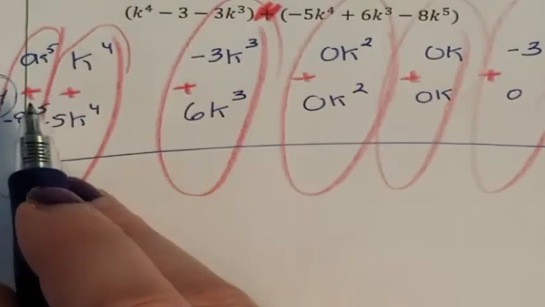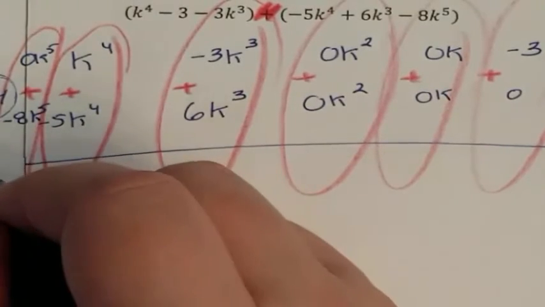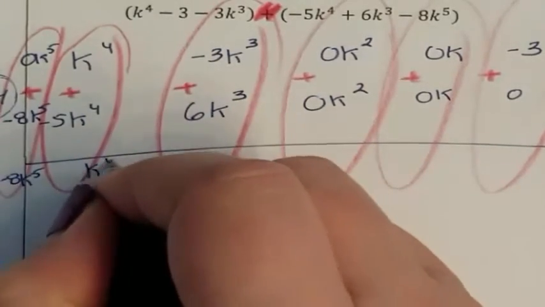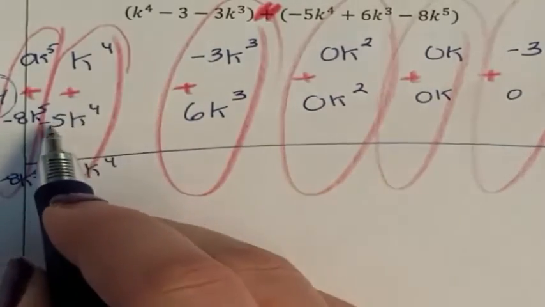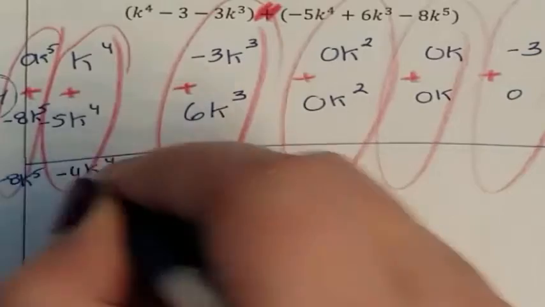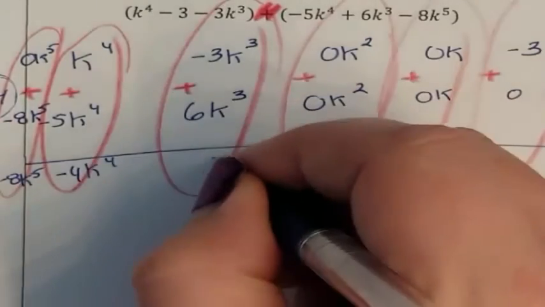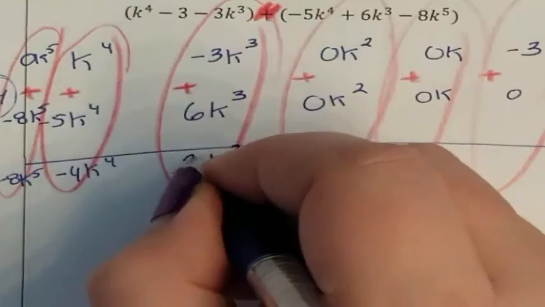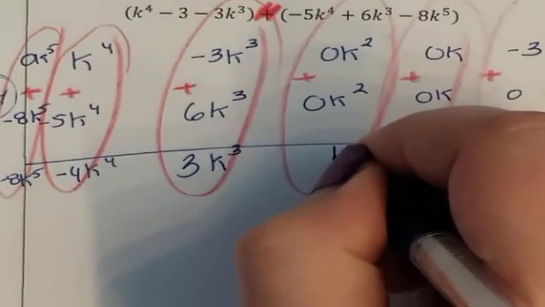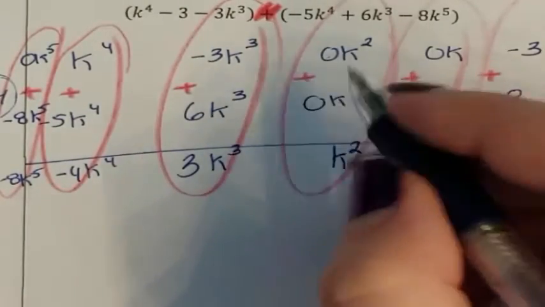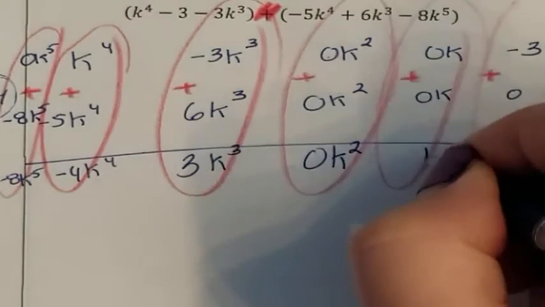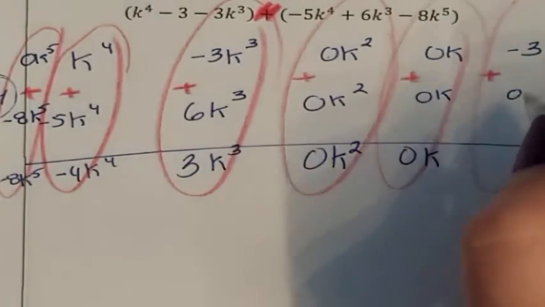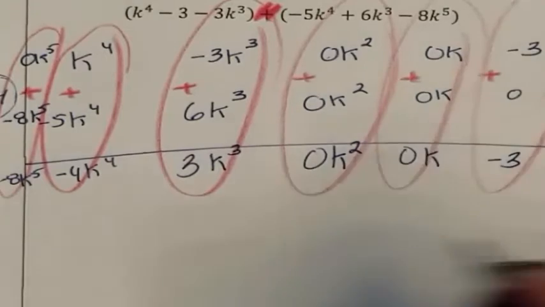0 k to the fifths, and I added a negative 8k to the fifths. I'm left with a negative 8k to the fifth. My k to the fourths, I had 1 of them. I added negative 5 of them. I'm left with negative 4 of them. My k to the thirds, I have negative 3, and I added 6, so I'm left with a positive 3. My k squareds, I had 0, and I added 0 more. I have 0. My k's, I had 0, and I added 0. I'm left with 0. My constants, negative 3 plus 0 is a negative 3.